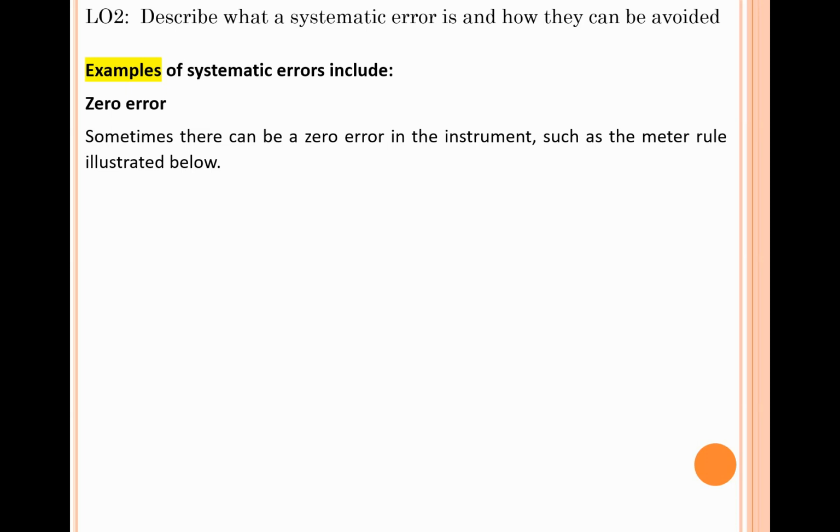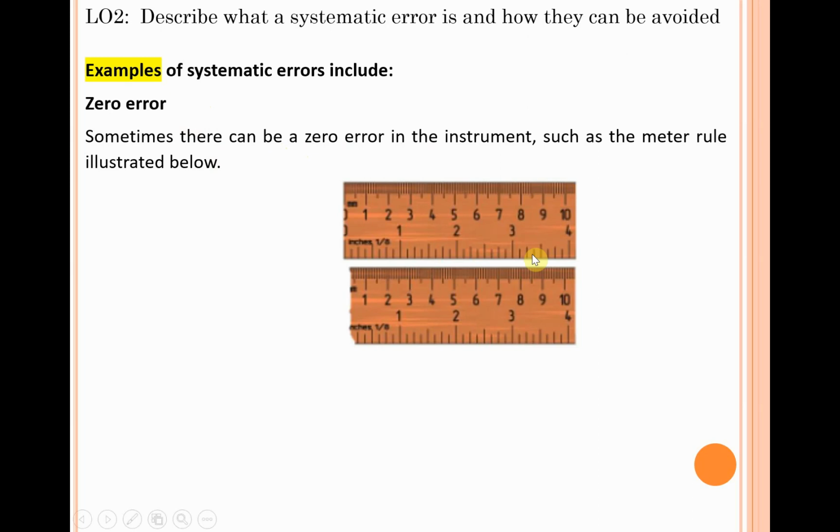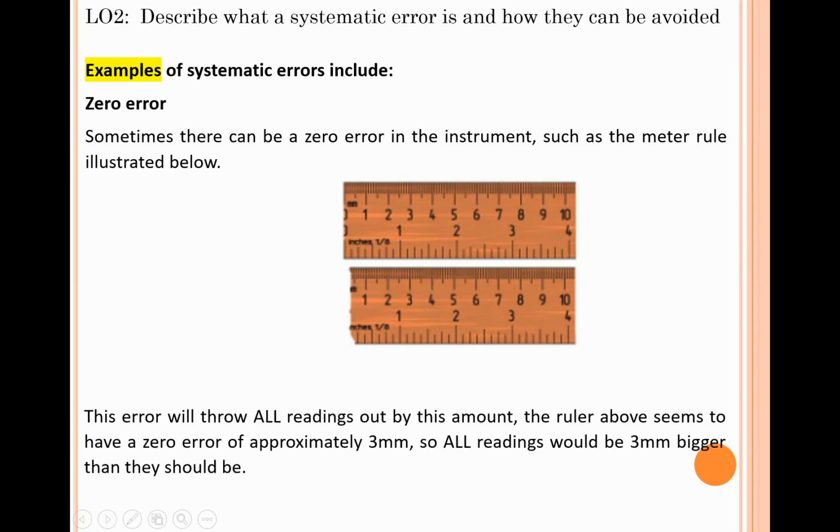The first type of systematic error we'll come across here now is referred to as a zero error. Sometimes there can be a zero error in the instrument, such as a ruler, as we'll see in this illustration below. So you can see this lower ruler here. The end of it has been carved off, maybe just with a lot of usage, or perhaps it's been used in a technology and design department or something, and it's maybe been struck by some sort of equipment that's ended up trimming off one end.